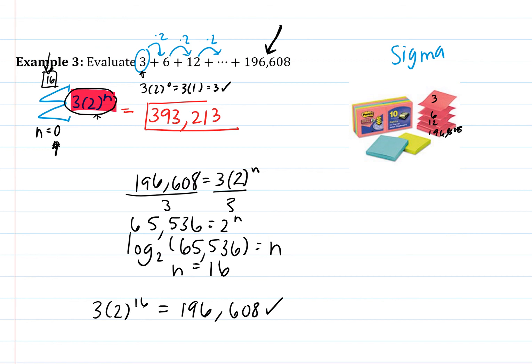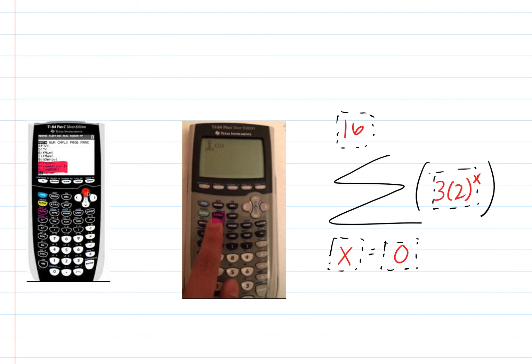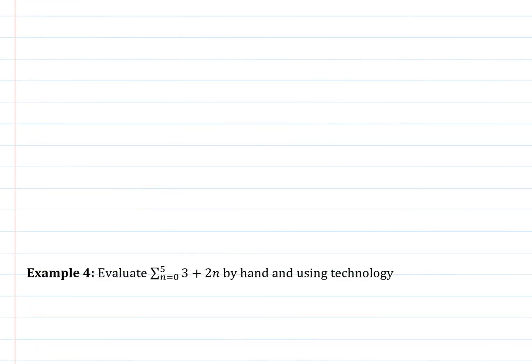393,213. And if you have a different kind of calculator, please see your text notes for directions for what you're actually typing to get this sum in here. Okay, let's look at a few more examples.